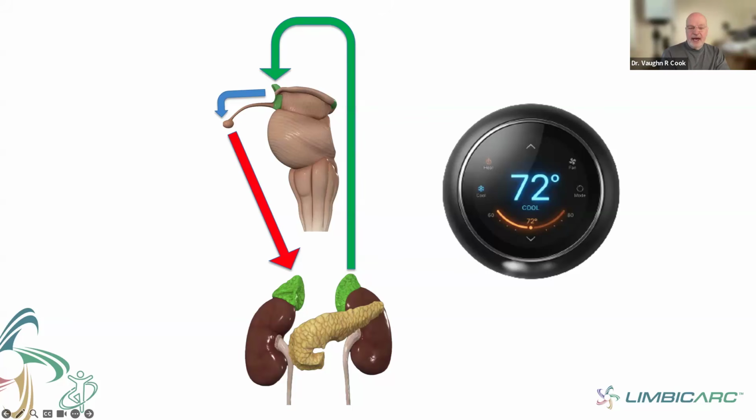It's kind of like a thermostat in the house. You can set the temperature to be a certain temperature, and if it gets too hot, the air conditioner comes on, and if it gets too cold, the heater comes on.